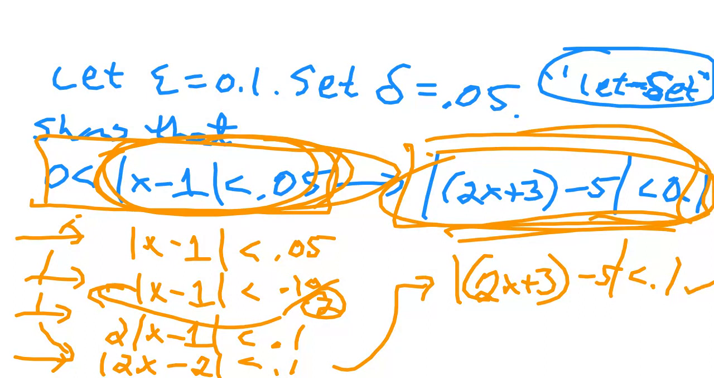So I did show that. So when epsilon equals 0.1, then delta equals 0.05 will guarantee that any x's within this delta window are going to map within the epsilon window.